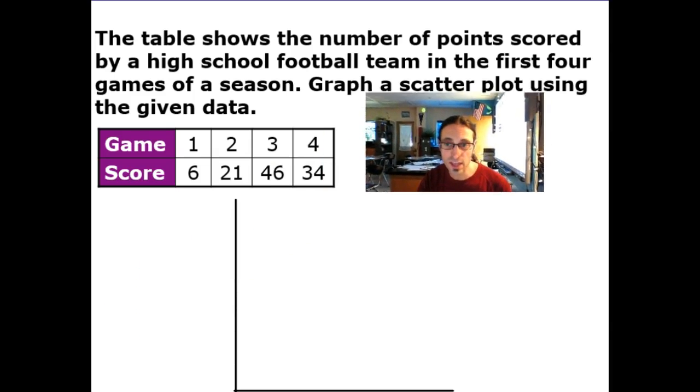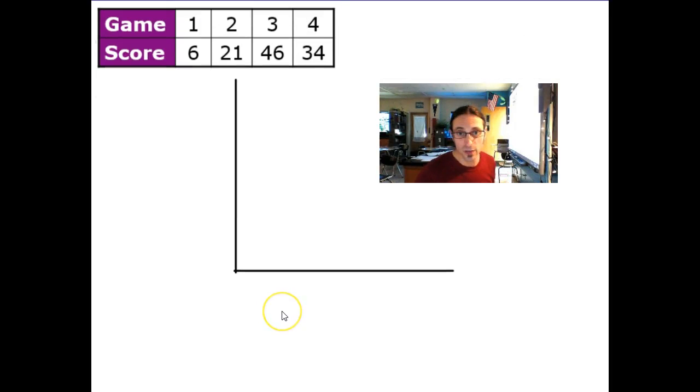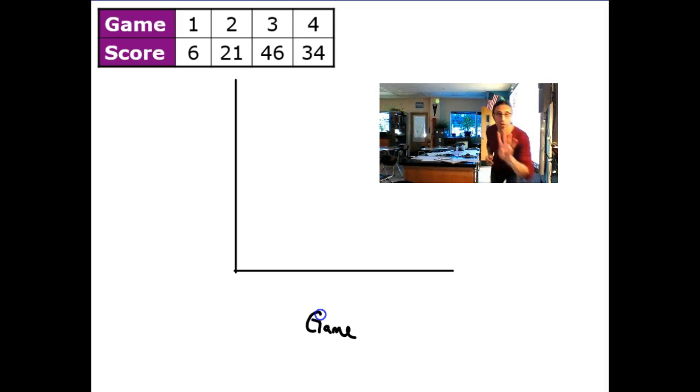One of the key things when you do a scatter plot is it has to be to scale, which means you can't just arbitrarily pick units. You need to make sure that each unit is the same distance apart for what you're doing. What I mean by that is the following. My x-axis is going to be the game. And I've got 4 games, so I'm going to space them equally apart.